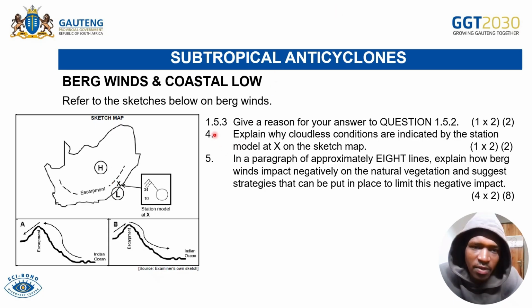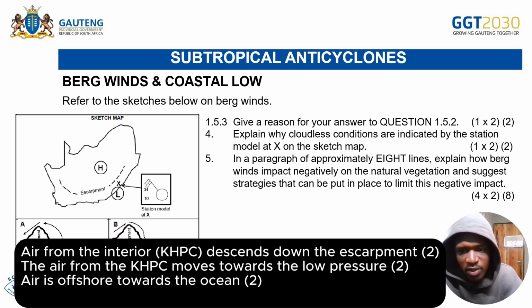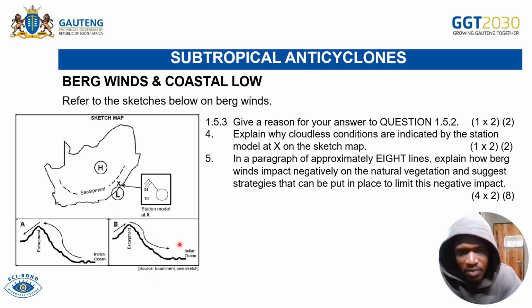Question 1.5.3, give a reason for your answer. They want to know why we chose B as Berg winds. Remember, Berg winds, firstly, are offshore winds. They move from the land towards the ocean. You can see this arrow is going from the land towards the ocean. Berg winds move from the Kalahari High towards the coastal low, from the interior towards our oceans. So A is wrong. You can see that A is an onshore wind from the ocean towards the land, whereas our Berg winds has to be B, because Berg winds move from the interior towards the coast.